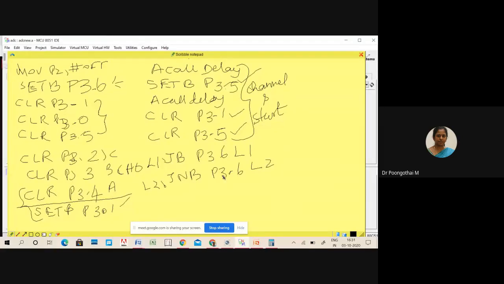So we have to wait till end of conversion becomes 0. Here we have to wait till end of conversion becomes 1. After that, your conversion process is over. Suppose your end of conversion is high, it means your conversion process is over. So we have to enable your OE pin, that is, set bit P3.0.